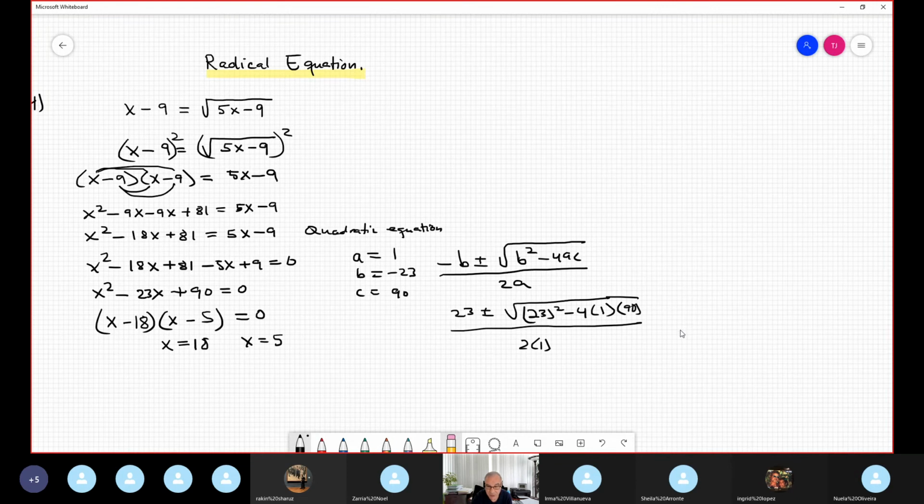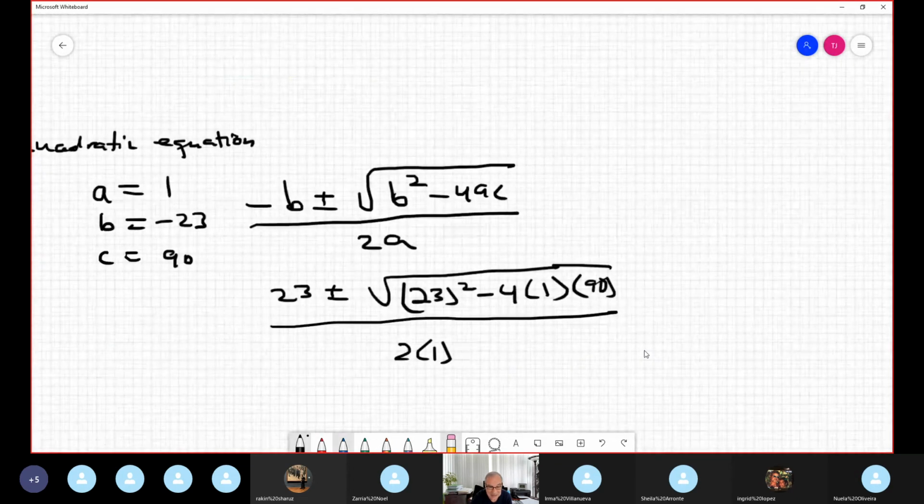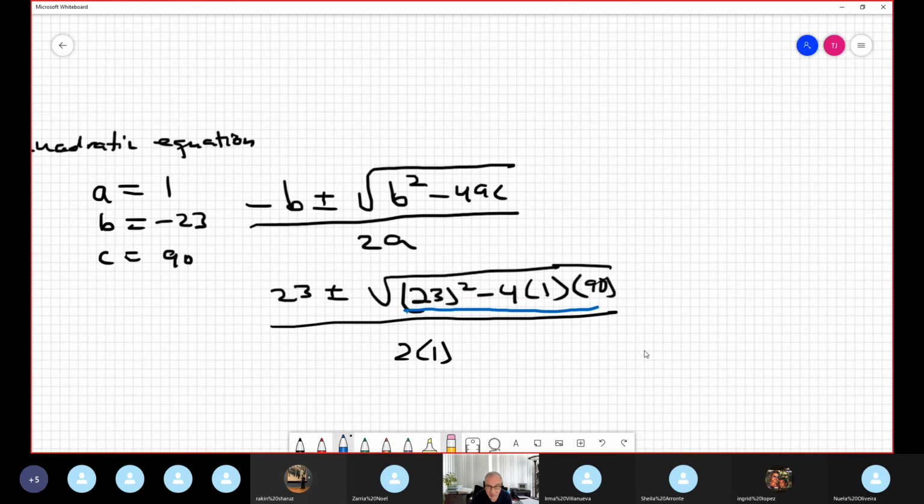Okay, as always, I focus on the expression inside, the discriminant. I compute that part separately. 23 squared is 529, minus, this is 360, I suppose. 4 times 90 is 360, right? Now subtraction: 529 minus 360 is 169, wow.